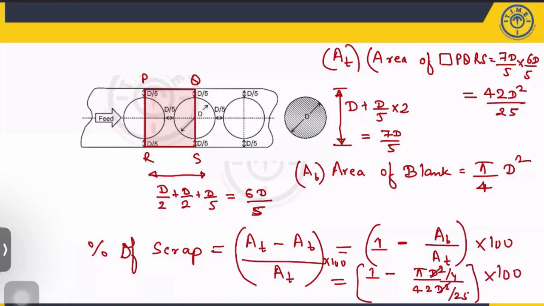this d square will cancel out. Can you calculate this value? What value are you getting? Do it fast. Once you get the answer, just please text in the chat box.